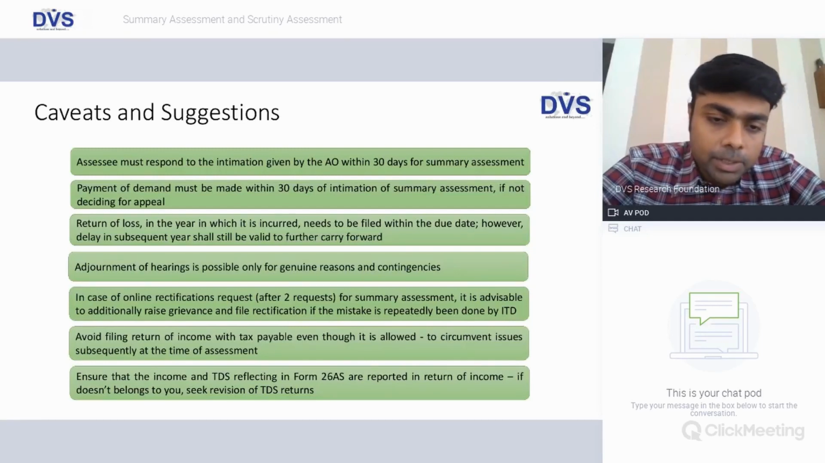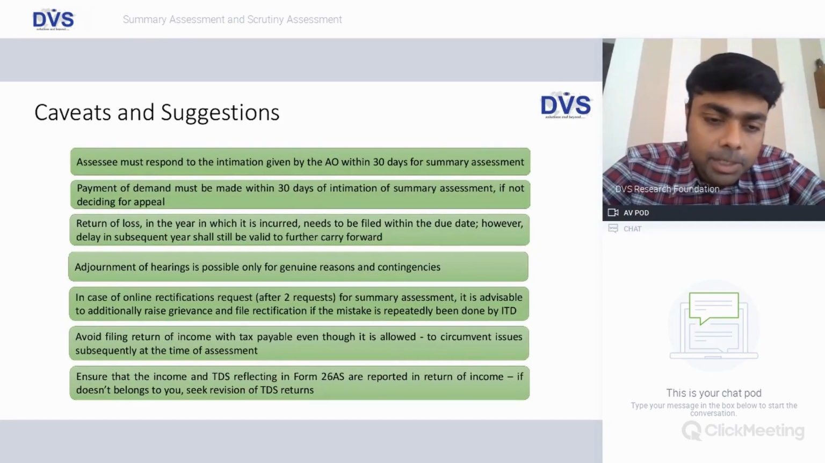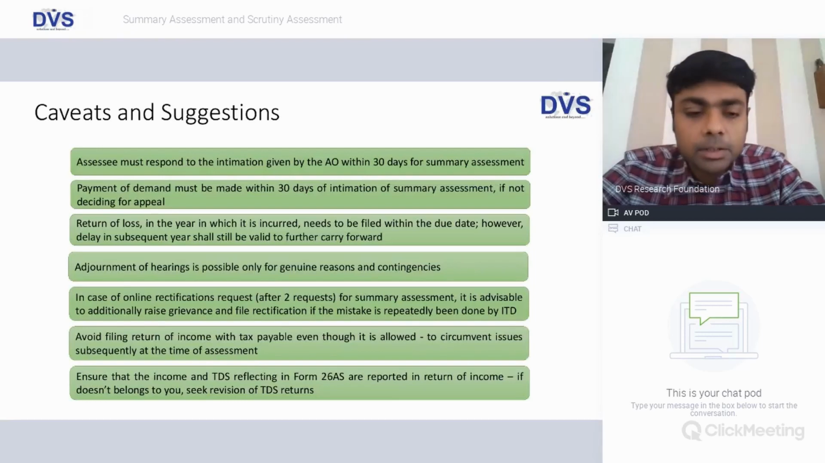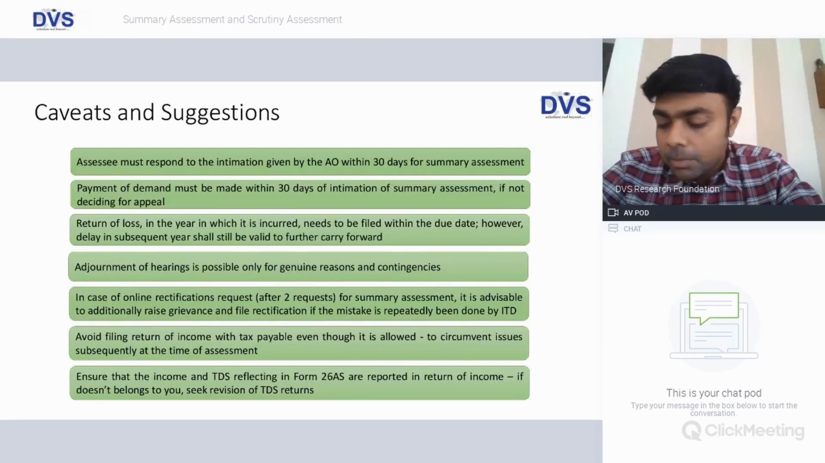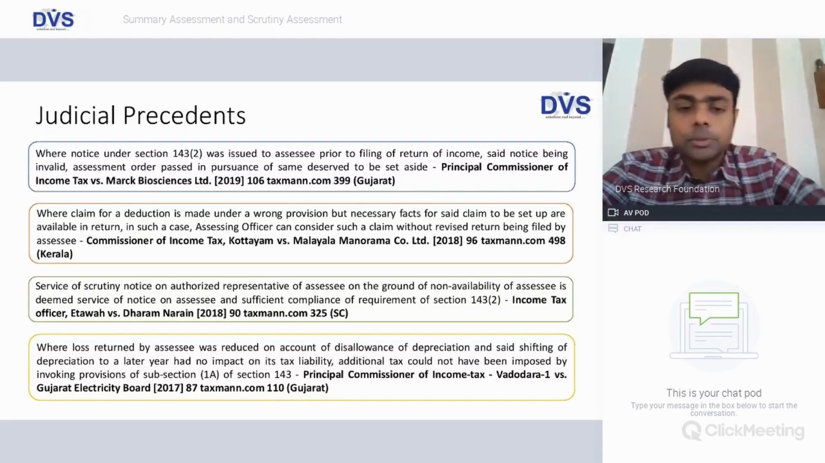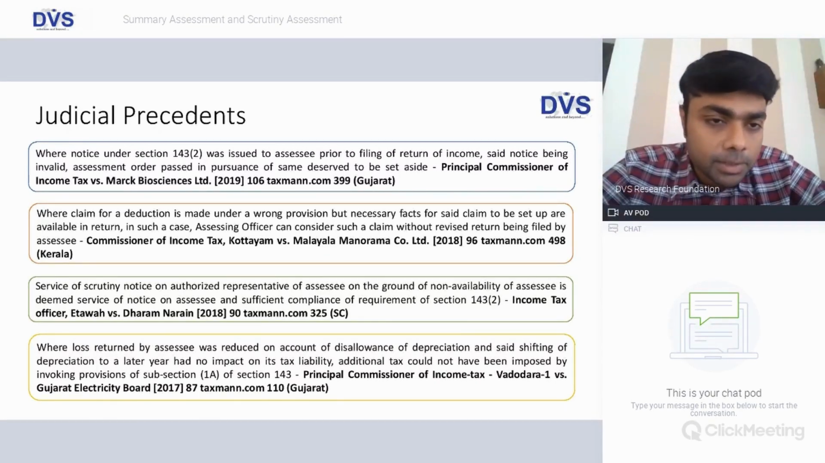Avoid filing a return of income with tax payable, even though it is allowed, to circumvent issues subsequently at the time of assessment. Ensure that income and TDS reflecting in 26AS are reported in the return of income. If it doesn't belong to the assessee, please seek revision of TDS returns. Because invariably what happens is there could be a wrong PAN used for the purpose of submission by the tax deductor. In such cases you might end up having incomes which are otherwise not yours. So those are circumstances in which your incomes or TDS claims could be exaggerated.